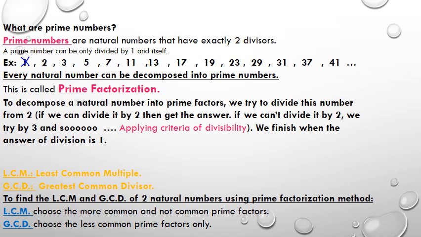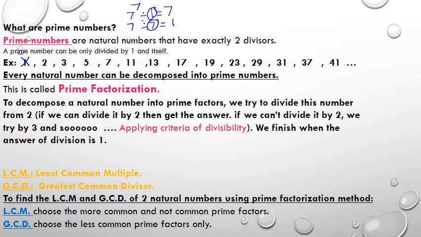If we take the number 7, the only divisors of 7 are: 7 divided by 1 gives me 7. 7 cannot be divided by 2, cannot be divided by 3, nor by 4, nor by 5, nor by 6. 7 can be divided by 7, it gives us 1. So the divisors of 7 are 1 and 7. Because of this, we call 7 a prime number, and all the other primes are the same.